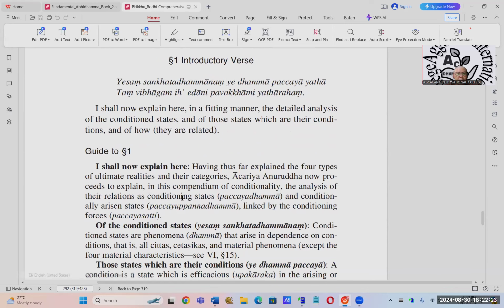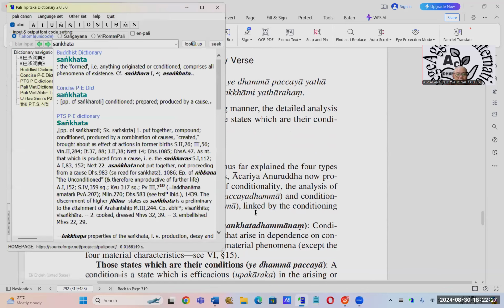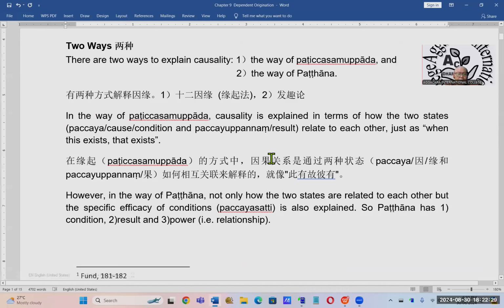So this means that in the Patthana, there will be extra things about this sati. Right. Okay, let's do a simple example. Let's say, for example, dependent origination talks about how A will give birth to B, all right? But Patthana will talk about how A will give birth to B. A is the cause, B is the result. Here A is the cause, B is the result.